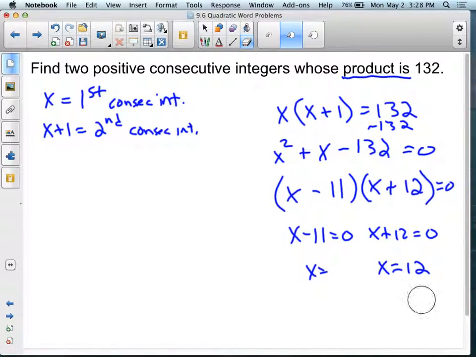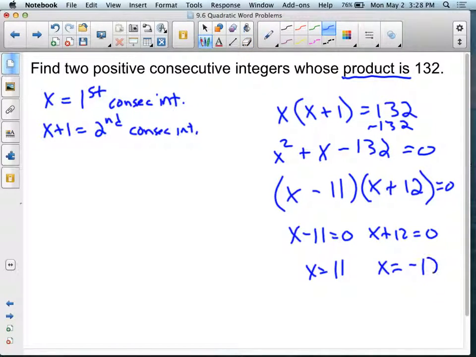Don't do what I did, though, and get those signs wrong. X equals 11 and x equals negative 12. Now, again, the question says we want positive integers. Do we always want positive integers? Not always, but just be aware sometimes we might look for a negative.